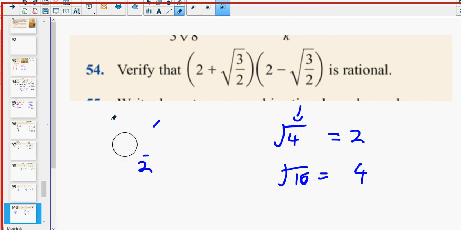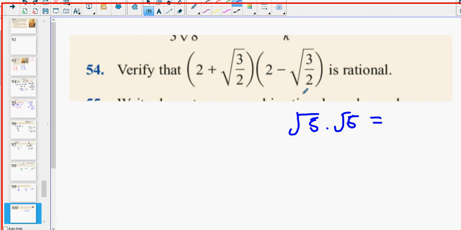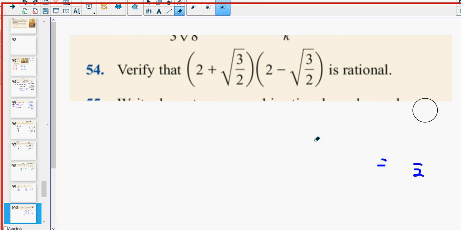All right, here's what we're going to do, guys. Ready for this? Okay. Can anybody tell me, what's root 5 multiplied by root 5? 5 over root 25. What's root 3 over 2 multiplied by root 3 over 2? Simply 3 over 2, yeah? Okay. This should be easy for us now. This should be very easy for us.